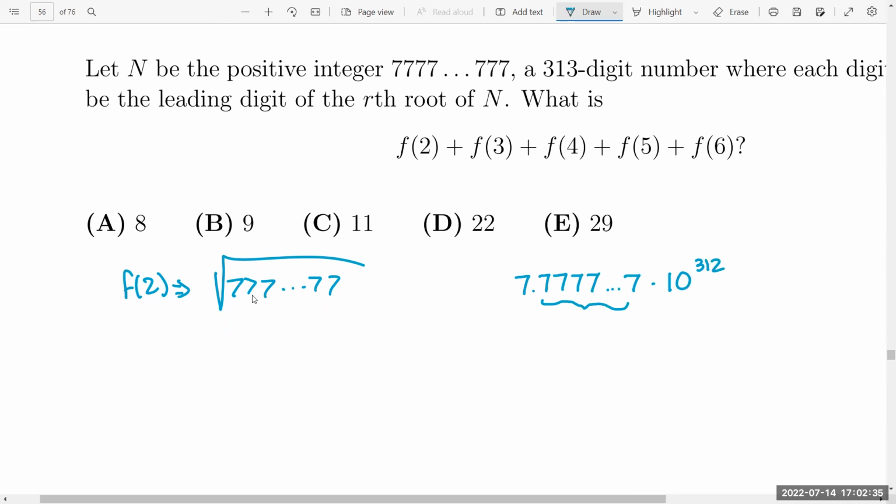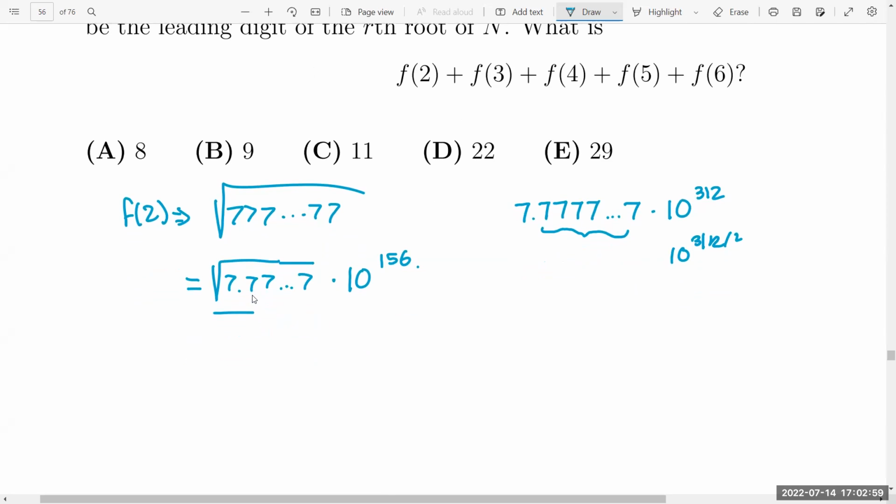If we take the square root, that's the same as the square root of 7.777 times 10 to the 312 over 2, which is 10 to the 156. So the leading digit would be whatever the leading digit of the square root of 7.77 and so on would be. Since this number is between 4 and 9, the square root is between 2 and 3, so it starts with 2 and something, something. When you multiply that by 10 to the 156, you do start with the 2. So f of 2 is 2.